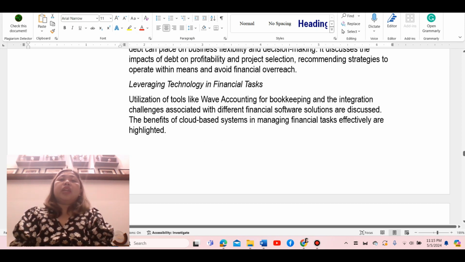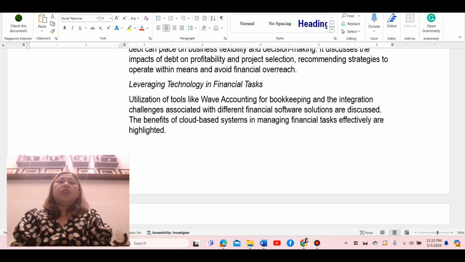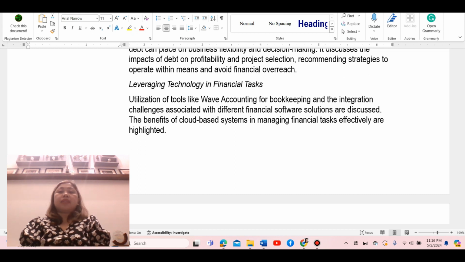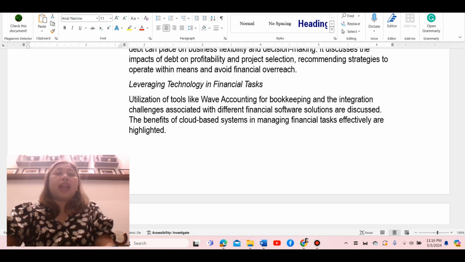Leveraging technology in financial tasks. Utilizing tools like Wave Accounting for bookkeeping and integration, challenges associated with different financial software solutions are discussed. The benefits of cloud-based systems in managing financial tasks effectively are highlighted.